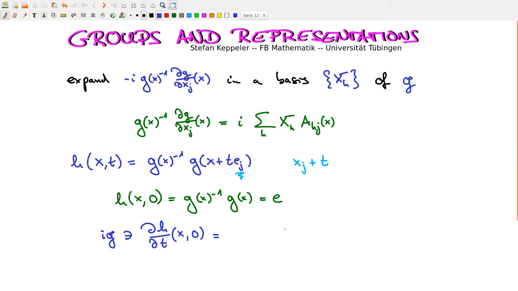And what's this? Well, that's just g of x inverse dg/dx_j at x. So we can really expand this thing in a basis of the Lie algebra, and these coefficients here we will now use in order to define our Haar measure.